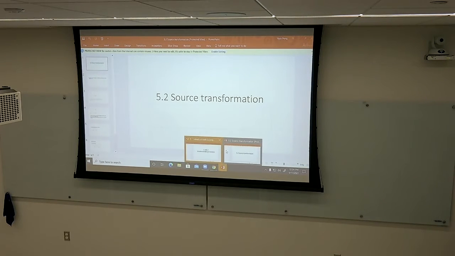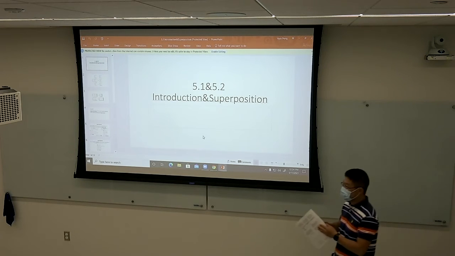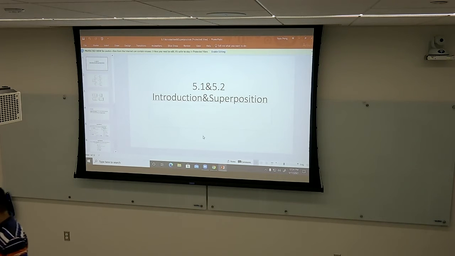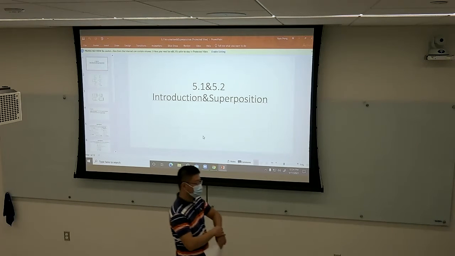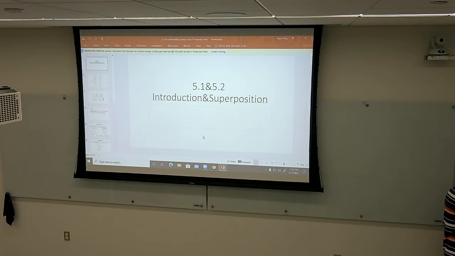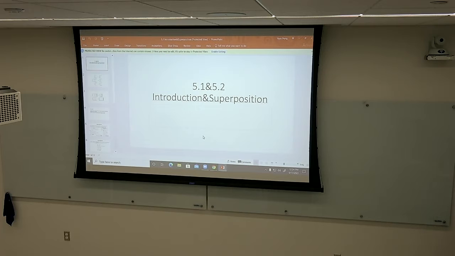We will start a new chapter, chapter 5, in your textbook. Chapter 4 is about operational amplifiers; we will talk about that later this semester, so let's skip chapter 4 right now. Chapter 5 is about additional circuit techniques that can further simplify a circuit. Let's take a look.